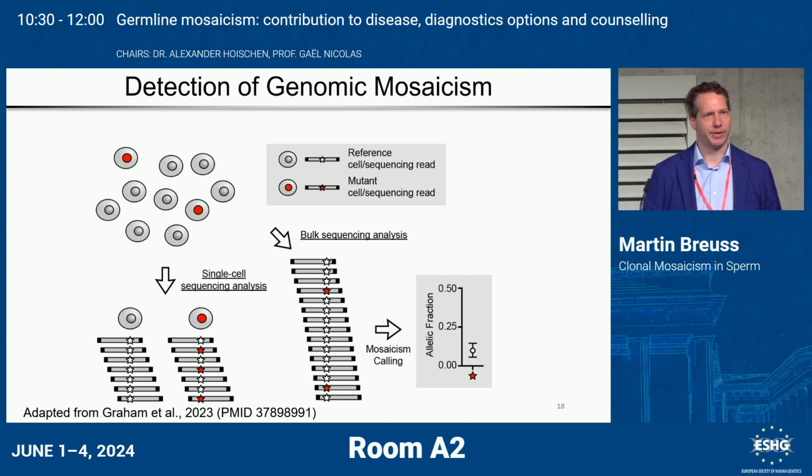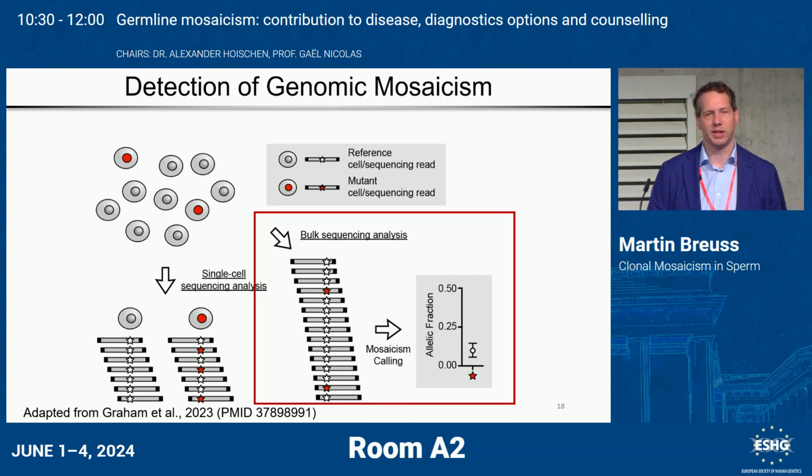You can do the opposite, where instead of looking at the bulk, you look at single cells. While this is very powerful for assessing private or aging mosaicism, it's not as important for what we're talking about today, which is a more widespread mutation that can impact recurrence. So what we are dealing with is normally bulk sequencing analysis.